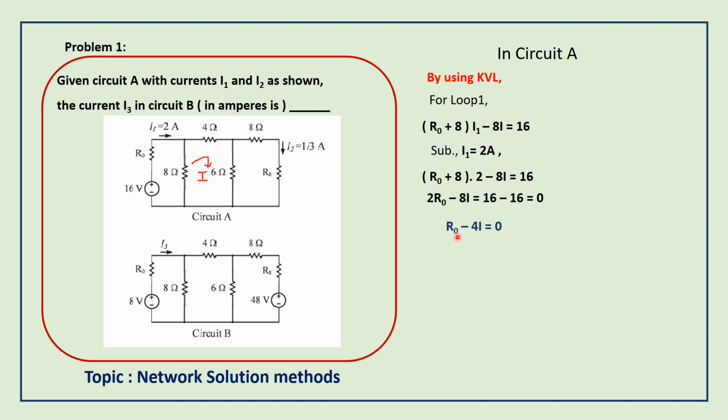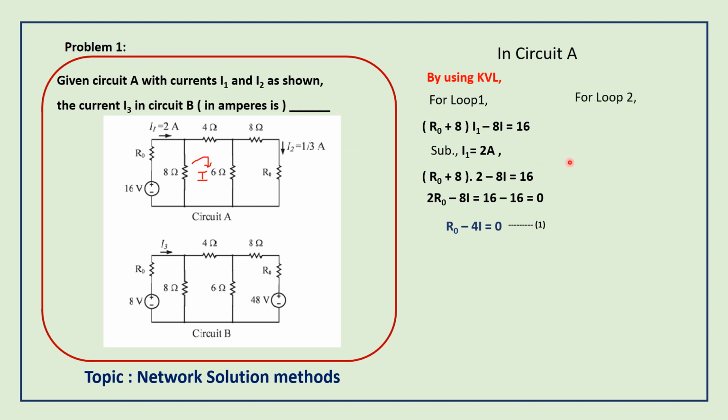We need to find the value of R0. So for that we have to know the current I. So let me write the second loop equation. Taking the second loop, by using Kirchhoff's voltage law, we can write the equation. Here the assumed current is I and the first loop current is I1. 8 ohms is the common branch for loops 1 and 2, and 6 ohms is the common branch for loop 2 and loop 3. What is the total resistance? 8 ohms plus 4 ohms plus 6 ohms. 8 plus 4 is 12, 12 plus 6 is 18.